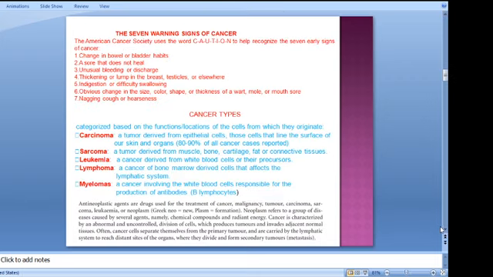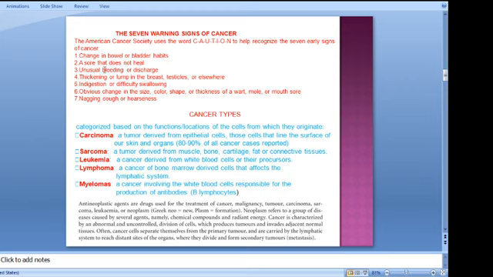We can see the 7 warning signs our body produces of cancer. These are the 7 warning signs. The first one, according to the American Cancer Society, is CAUTION. Caution is indicating what? Change in bowel or bladder habits.